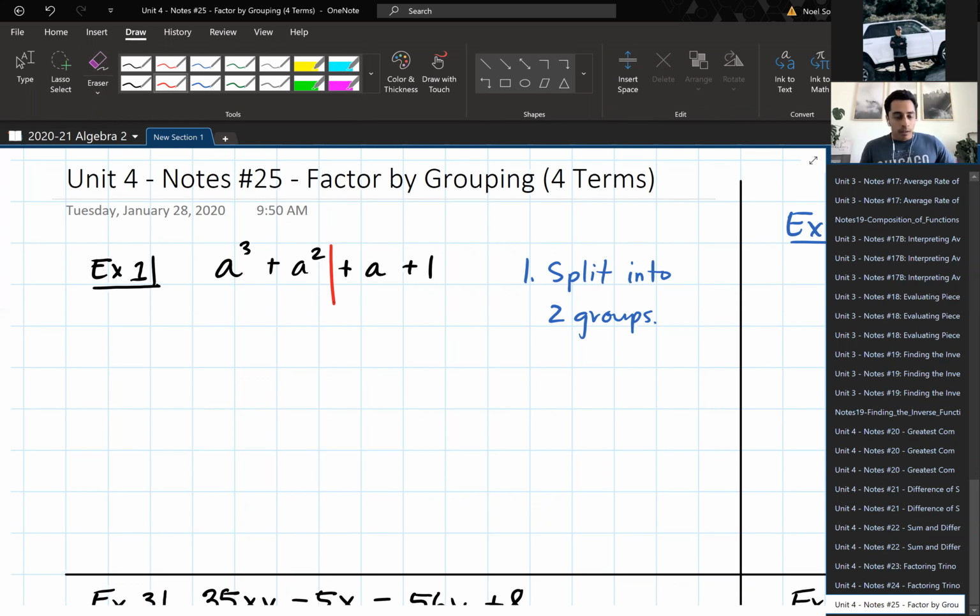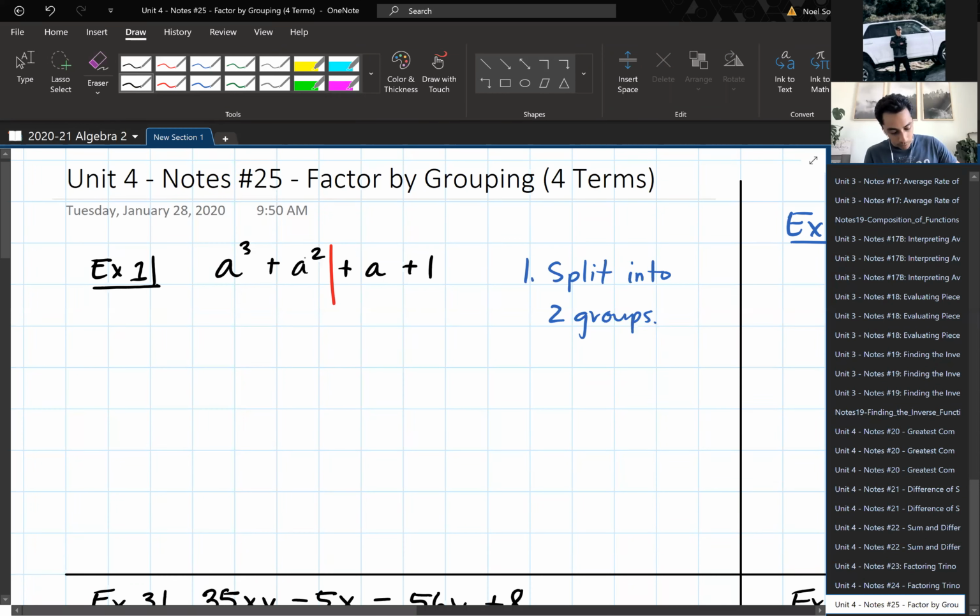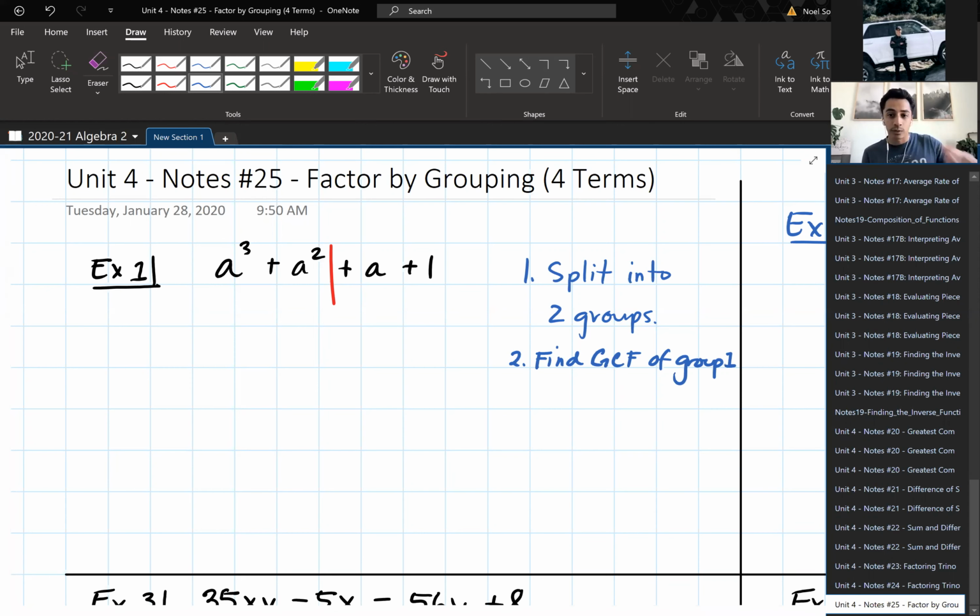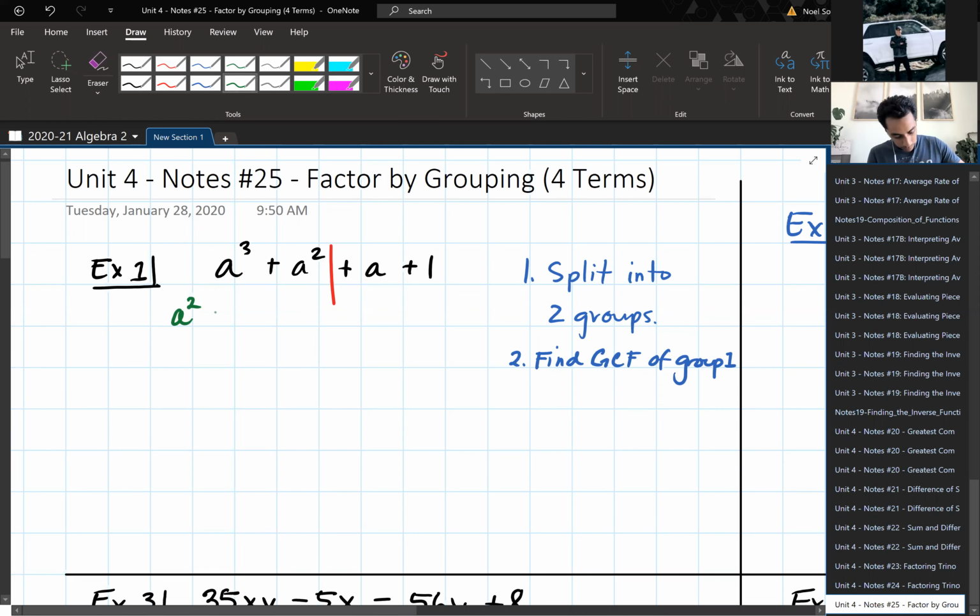Okay. All right, so now what happens next? Well, we're going to work strictly with a to the third plus a squared. And what we're going to do is find the GCF. So part 2 is to find the GCF of group 1. You have a to the third plus a squared. What is the GCF between just the first 2 terms? Yeah, it's a squared, right? So we're going to factor out a squared just from the first 2 terms.